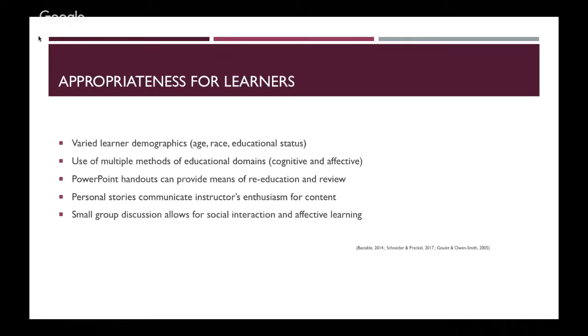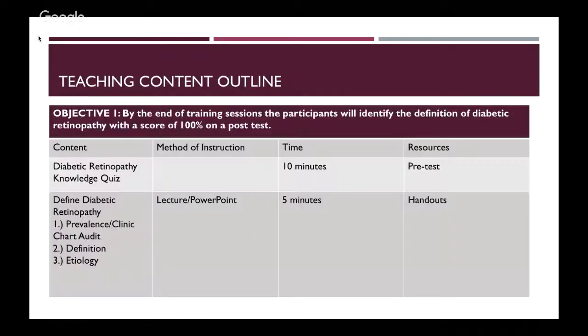So, appropriateness for the learners. For this teaching project, we have varied learner demographics: age, race, and educational status. We have a use of multiple methods of educational domains, both cognitive and affective. We have PowerPoint handouts that can provide means of re-education and review. We have personal stories to communicate an instructor's enthusiasm for the content. And we have a small group discussion that allows for social interaction and effective learning.